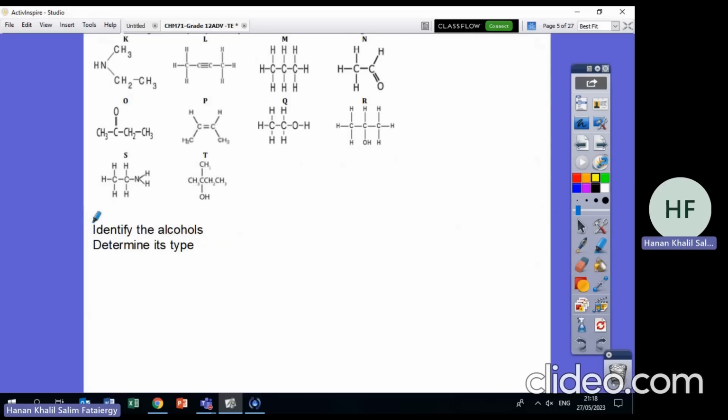Now I want you to do this practice. Identify the alcohols and determine its type. When I say alcohol, it means a compound that should contain OH group. Now is this an alcohol? Of course not, because it has nitrogen. Now this one, remember, this one is C and H only. So this is a hydrocarbon. This is from lesson 1.